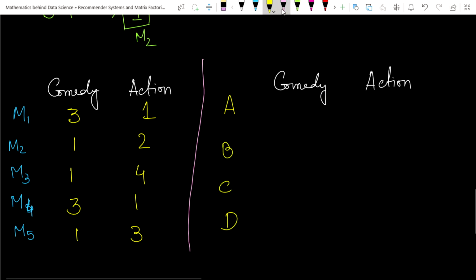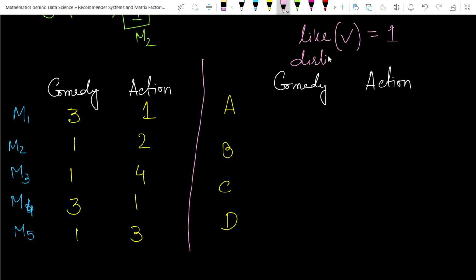For these 4 users, we know whether user A likes comedy movies or not. It's better if I use symbols: like means 1 and dislike means 0. I'm using this symbol here. So suppose he likes comedy movies, doesn't like action movies. He doesn't like comedy movies, he likes action movies. He likes comedy movies, he doesn't like action movies. He likes both.